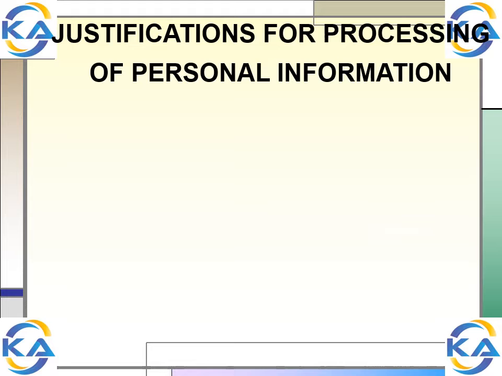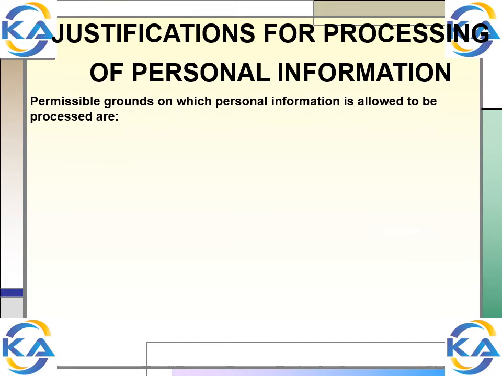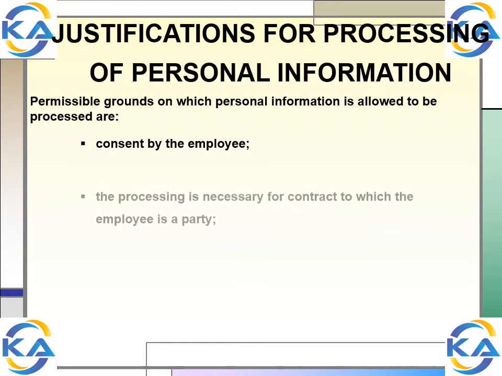Justifications for processing of personal information. So what is justifiable? These are the permissible grounds on which personal information is allowed to be processed. Remember, you can object, but these are the grounds on which personal information is allowed to be processed. First, if you give consent as the employee, so you've signed a document that is an addendum to your contract of employment, and you have given consent to your employer to deal with your personal information.